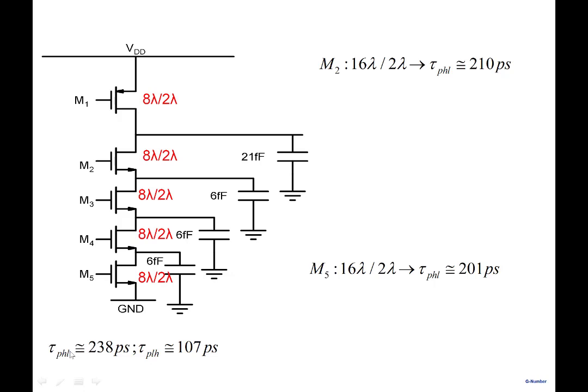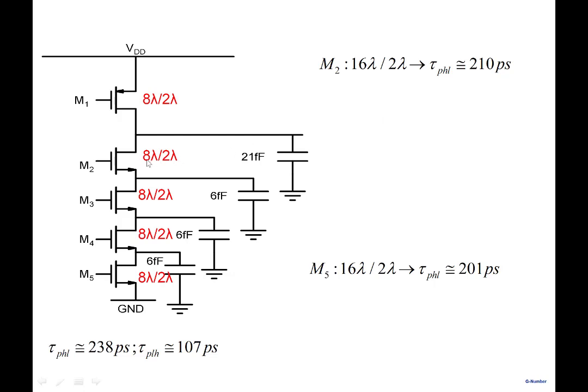So let's focus on the high to low delay when all of them are of the same size. And for simplicity, this one was 21 femtofarad, all the internals were kept at 6666. This may not be very realistic, the sizes and all that may change, but anyway, tau PHL is 238 picosecond. All the sizes are the same. In the next case, only the size of the top one was increased to 16 lambda. Others are still 8 lambda. The delay decreased from 238 to 210.